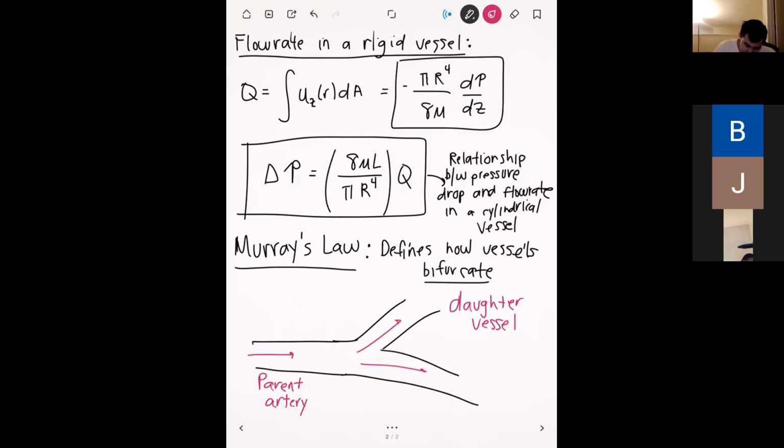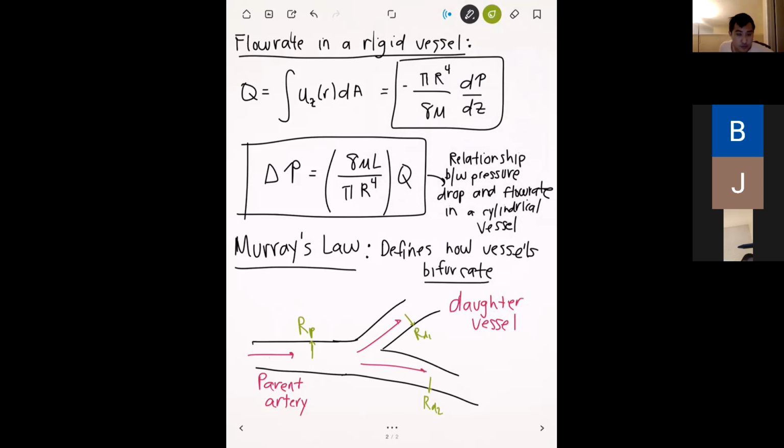Okay. And so, we're going to define a radius out here. And so we're going to have a radius of the parent vessel. So we'll call that RP. Okay. And then we're also going to have radii of our two daughter vessels. Okay. And so I'll call them RD1 and RD2.